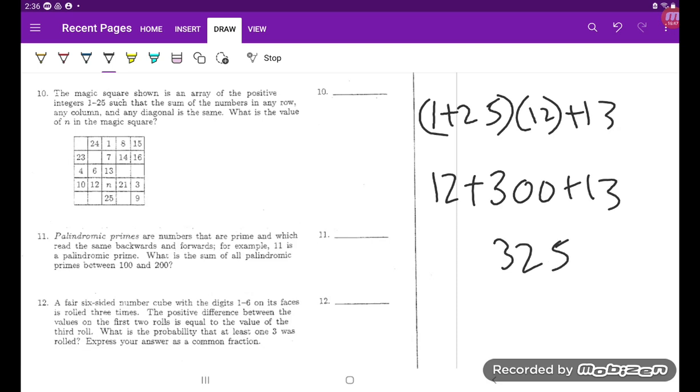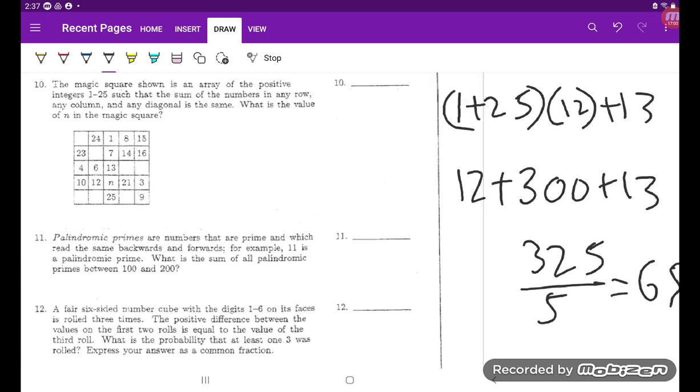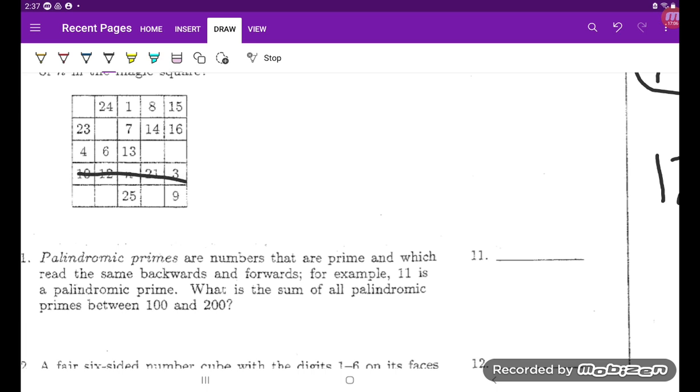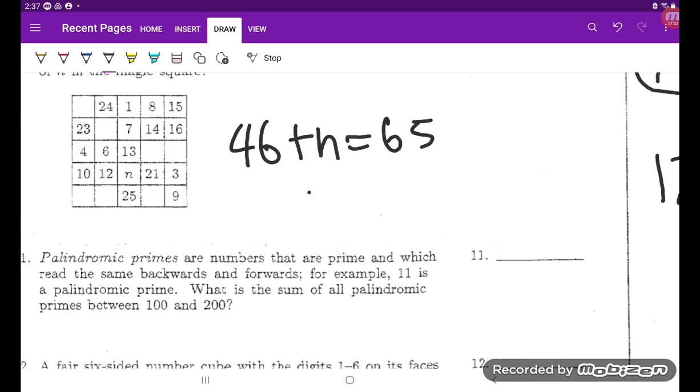So we divide that by 5, which means that each row, each column, and each diagonal adds up to 65. We're pretty fortunate, there are a lot of numbers already in here, so we can use the row or the column. If we use the row, then this should add up to 65. So 10 plus 12 is 22, plus 21 is 43, 46. So 46 plus n is equal to 65, which means n should be equal to 19.